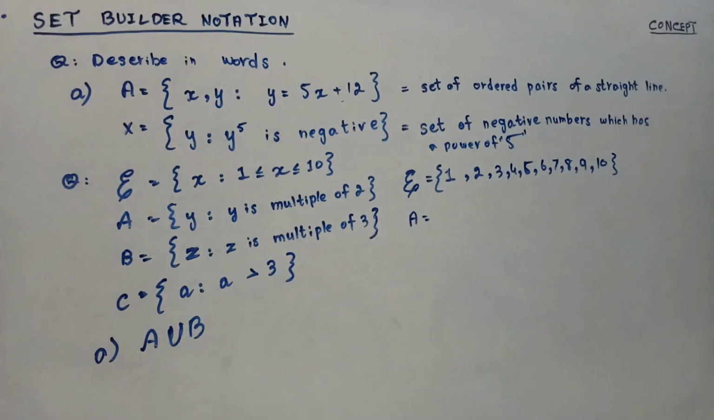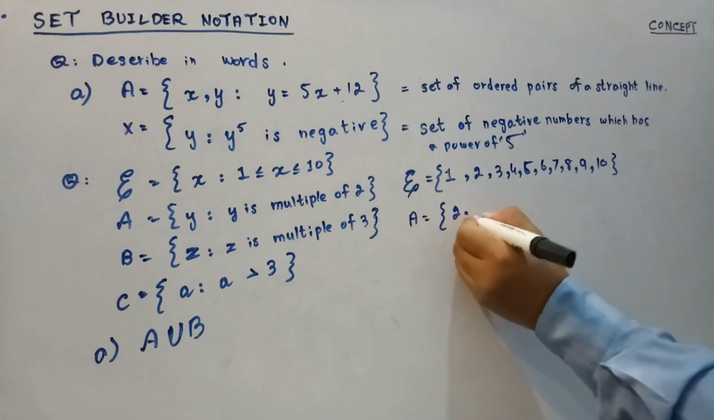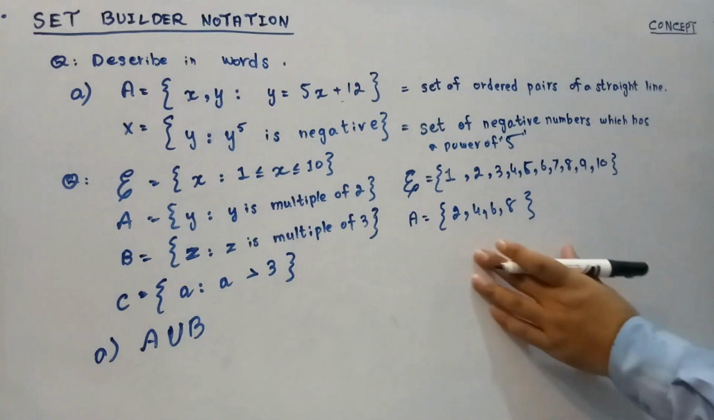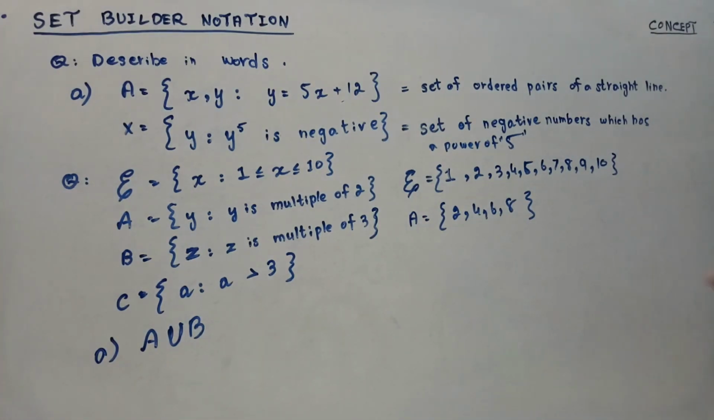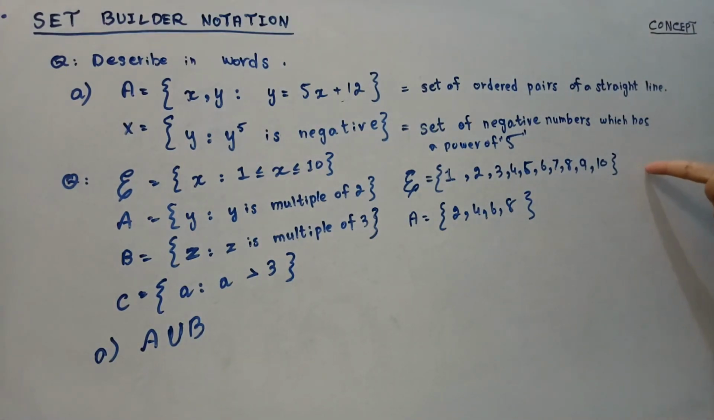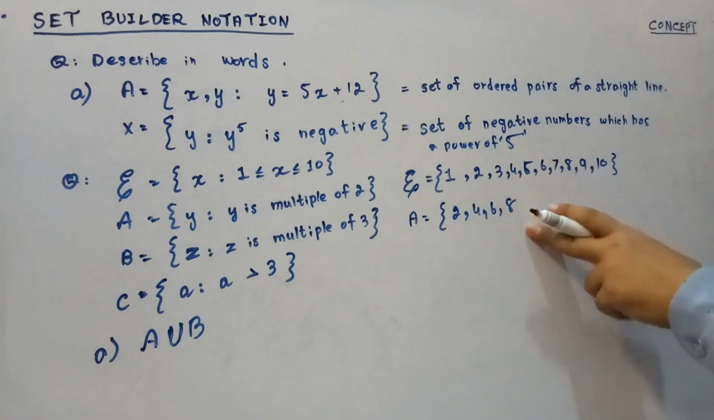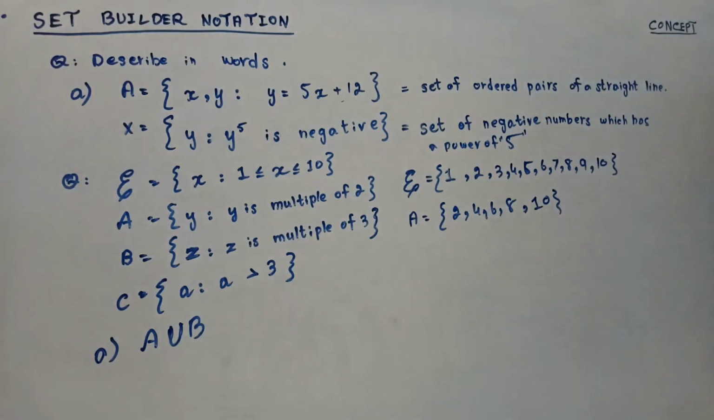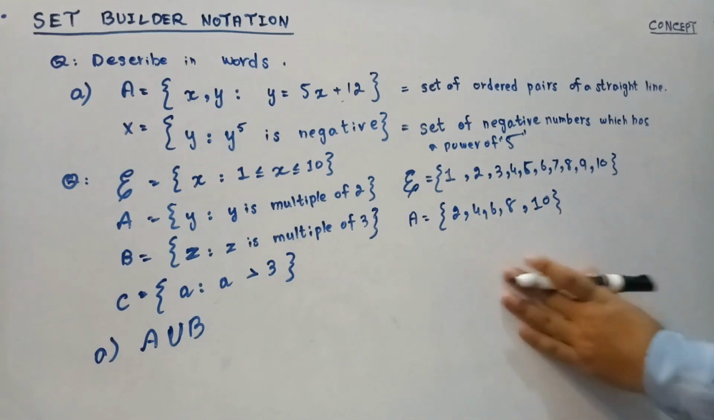Here we have an element y such that y is a multiple of 2. It means 2, 4, 6, 8. These are the multiples of 2. We have only 4 multiples in this set, because set A is a subset, or we can say a proper subset, of this universal set. This is our main set, and we just have to write those terms which are present in the universal set. We can't exceed that limit. 10 is also present here, so I will write 10. So 2, 4, 6, 8, 10, these are 5 multiples of 2.